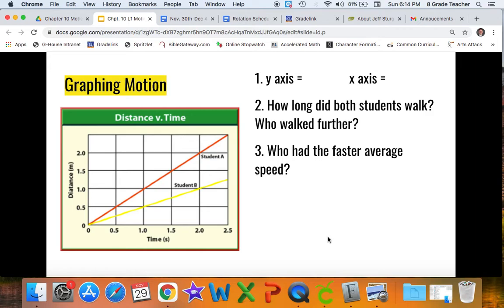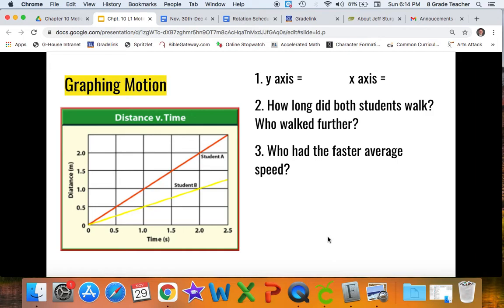According to the graph, after 1 second, student A traveled 1 meter. Her average speed during the first second is as follows: 1 meter per 1 second is 1 meter per second. Student B, however, traveled only 0.5 meters in the first second. His average speed is 0.5 meters per second. So student A traveled faster than student B.